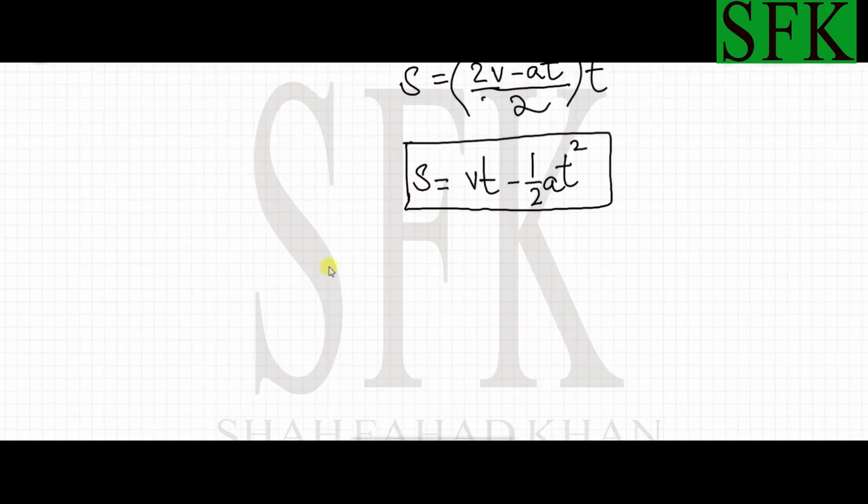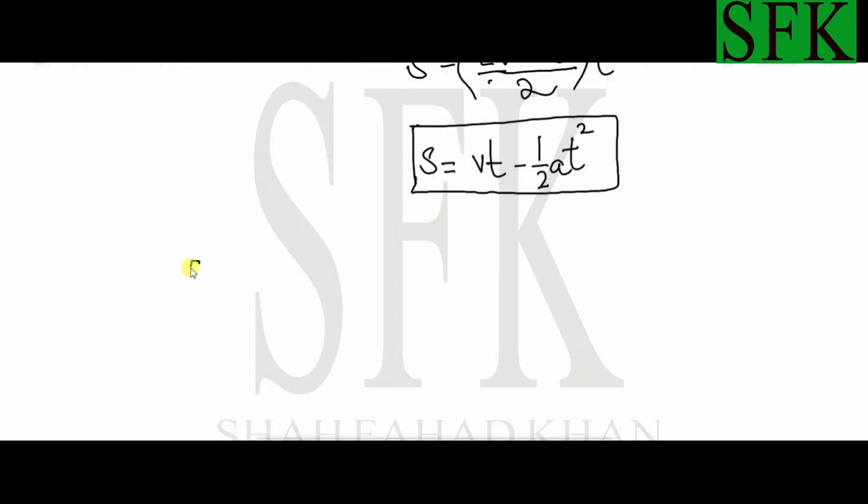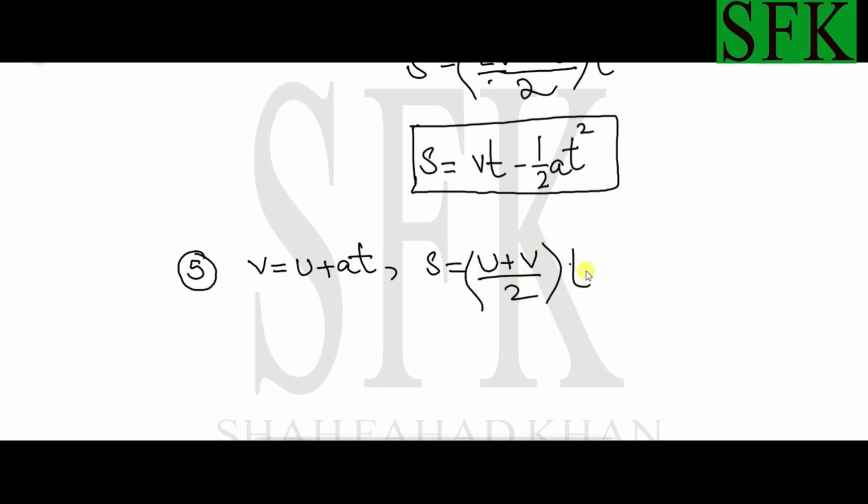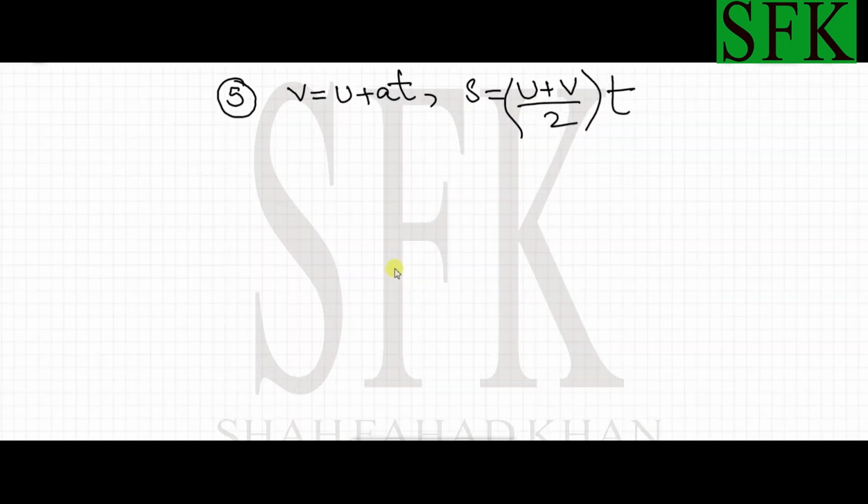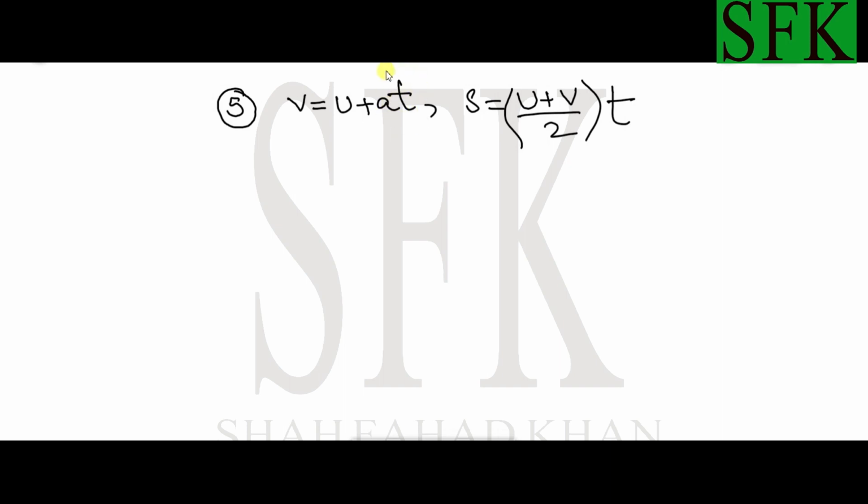Okay, now let's go to the last equation. As I told you guys earlier, v is equal to u plus at and s is equal to u plus v upon 2 times t can be used to derive the rest of the equations of motion. So let's do that again. This time make t the subject in the first equation. So when we make t the subject, it becomes t is equal to v minus u upon a.